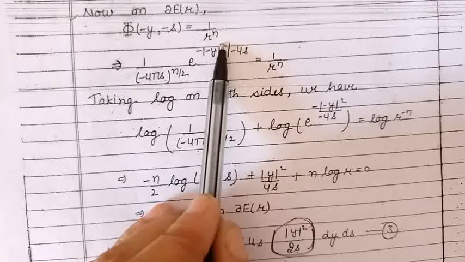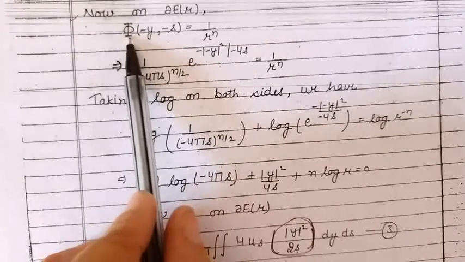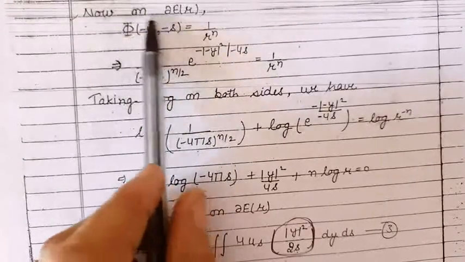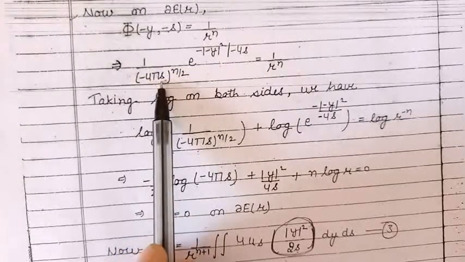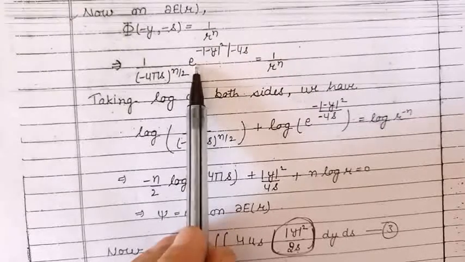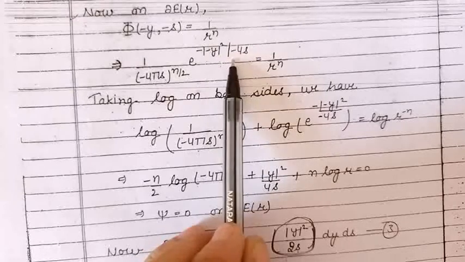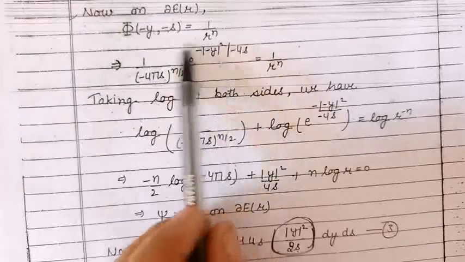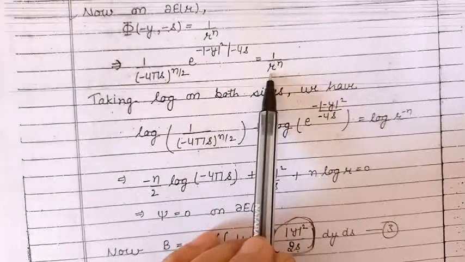Now substituting the value, the function phi is a fundamental solution of the heat equation. So by definition, this will become 1 upon (minus 4 pi s) whole raised to the power n by 2 into e raised to the power minus negative |y| square divided by minus 4s. Now this is equal to 1 upon r to the power n.